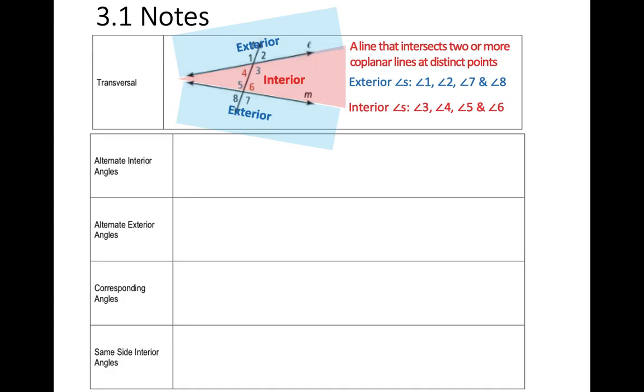So a transversal is just a line that crosses two other lines at distinct points. And whenever I do that, I create 8 new angles. 4 of those angles are called exterior angles because they're on the outside of the two lines that cross the transversal. And 4 of those angles are called interior angles because they're on the interior of those two lines that cross the transversal.